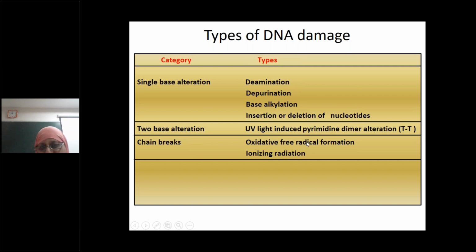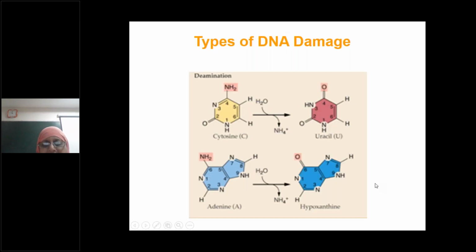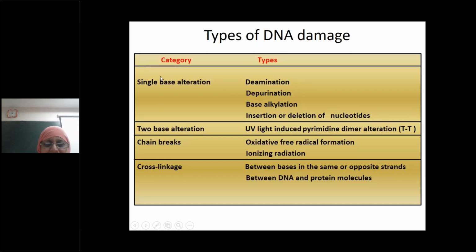free radical formation, oxidation may occur, then as a result of ionizing radiation. Then cross linkages. Cross linkages may occur between the bases either in the same strand or as a result of the opposite strand. Then cross linkage may also occur between the DNA and the protein molecule.